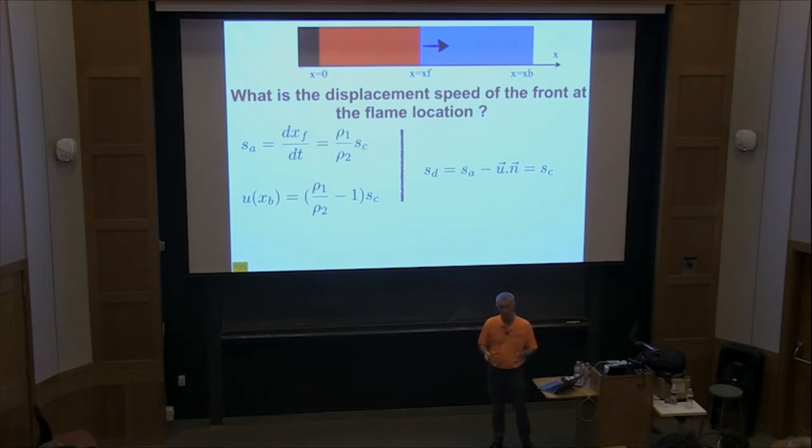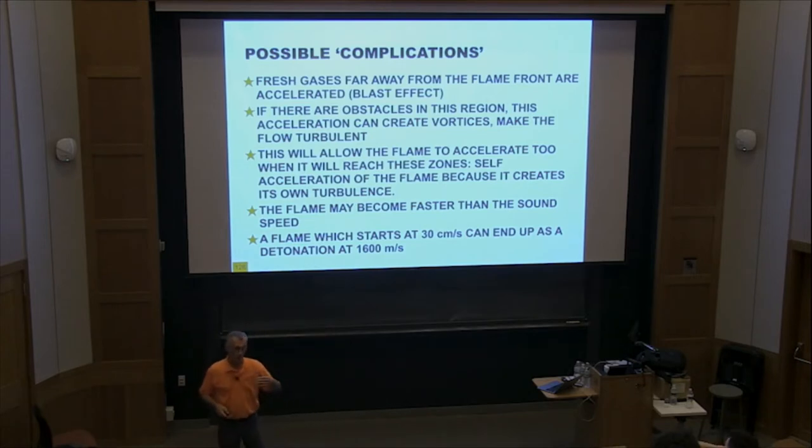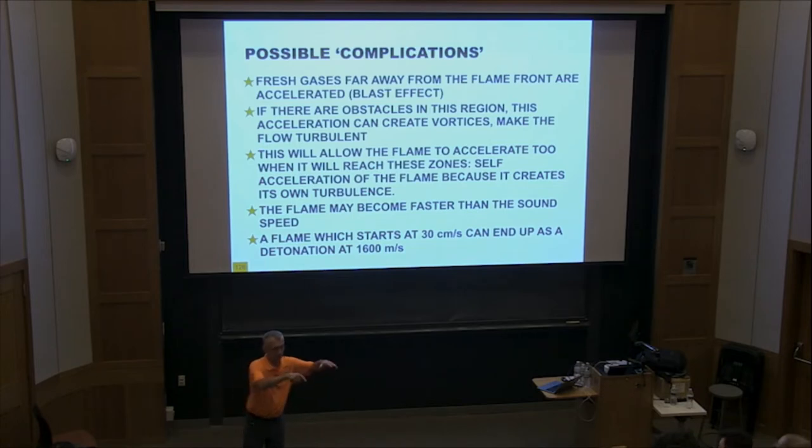By the way, if you want to compute the flame speed, again, the displacement flame speed, you will find that it's changing all the time, and that there's not much interest for us here. So what about the complications? Here we need to say a word about something we mentioned already, which is the self-acceleration of flames. Since the flames are pushing away the fresh gases in front of them, these fresh gases are moving away. If there are obstacles, they can start making vortices, they can even start making turbulence. So that when the flame now will reach these zones, it will accelerate again and push more fresh gases away, so that this thing will lead to a self-acceleration of flame.